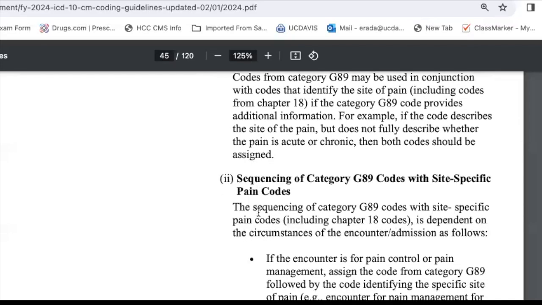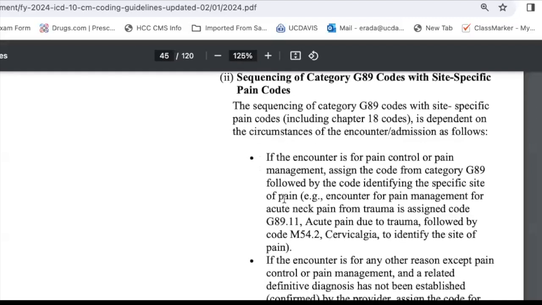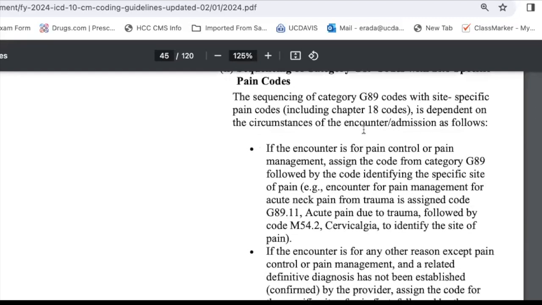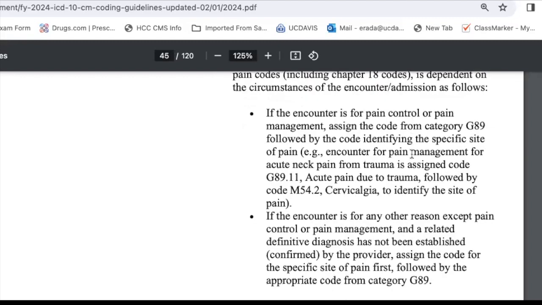Now how do we sequence it? Well, the sequencing of category G89 codes with site-specific pain codes is like this. It's dependent on the circumstances of the encounter admission as follows. If the encounter is for pain control, then assign the G89 followed by the code identifying the specific site of pain, for acute neck pain from trauma code. Anyone has a question?